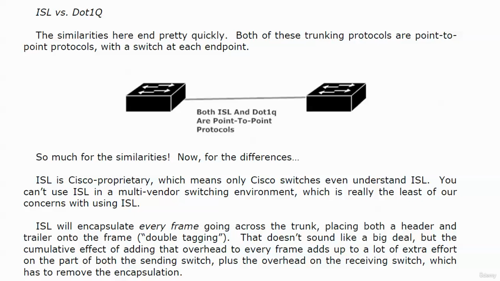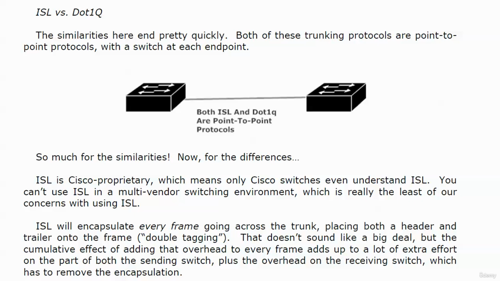It's called double tagging. Now that doesn't sound like such a big deal, and it's one of these things where on an individual basis with one frame, it's not. But it's the cumulative effect of lots of frames going across the trunk. And look at the extra workload that we get with that, because it's easy to say, oh, well, it's extra workload for the sending switch, but it's also an extra workload for the receiving switch.